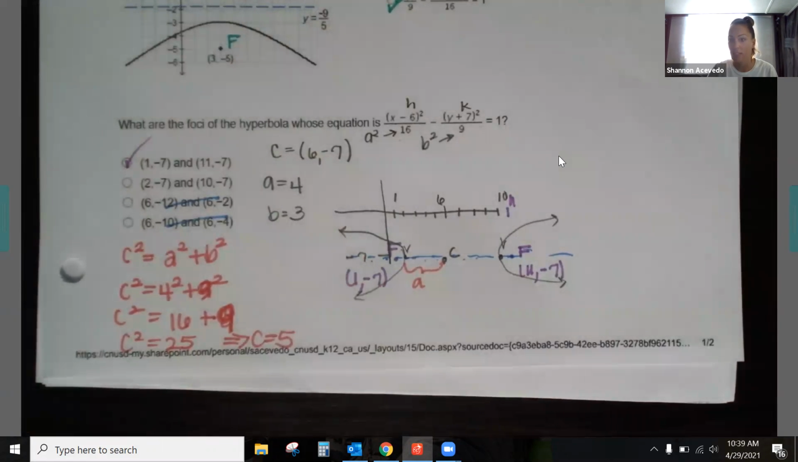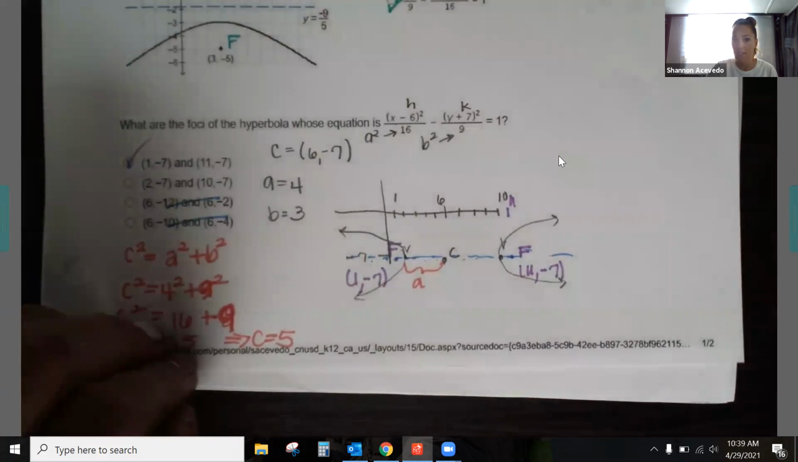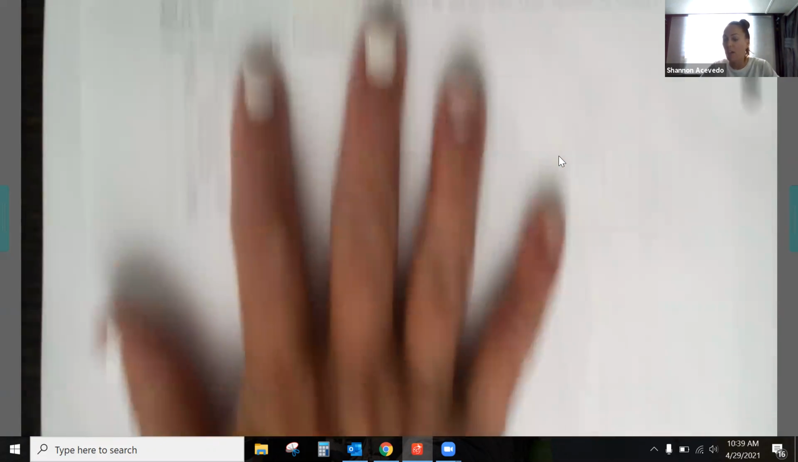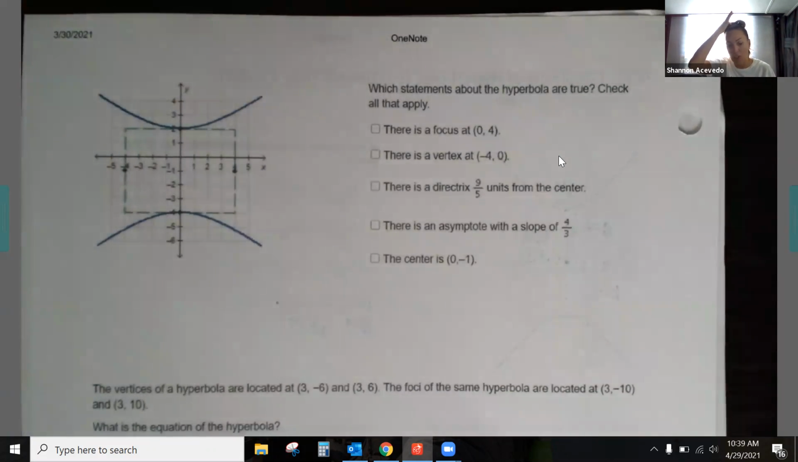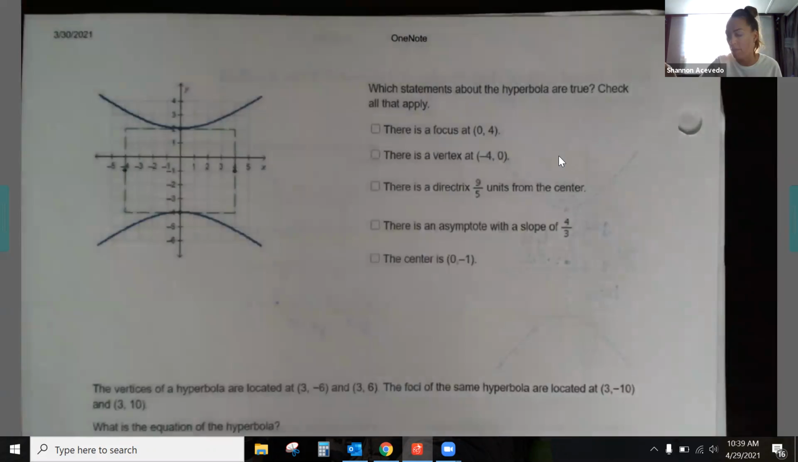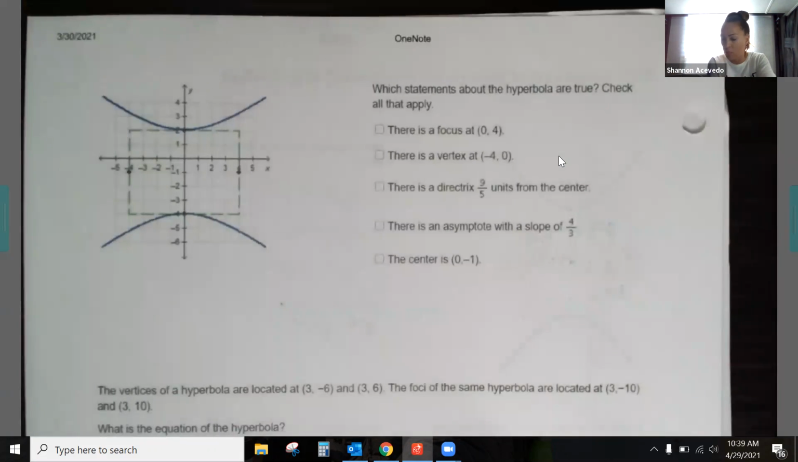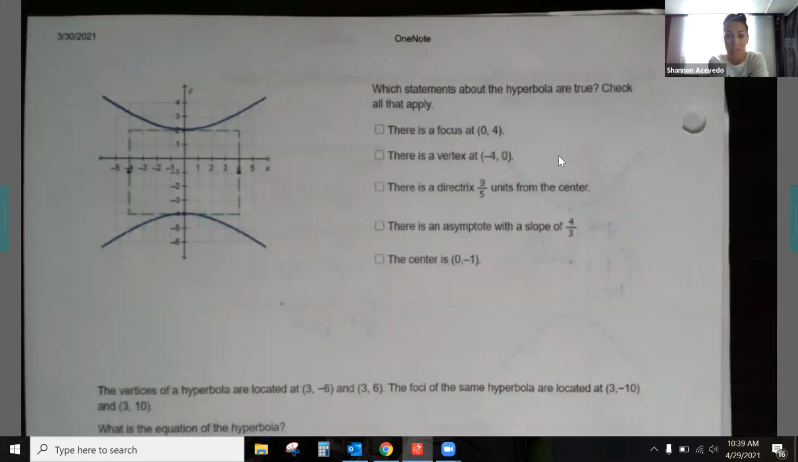Questions? All righty, I got a couple more for you guys. So which statements are true? Check all that apply. I really wish you would say check the 3 or the 2. I like it better for you guys so you know how many you're looking for. But that's not the case for this problem. Some of them are like that, some of them aren't.